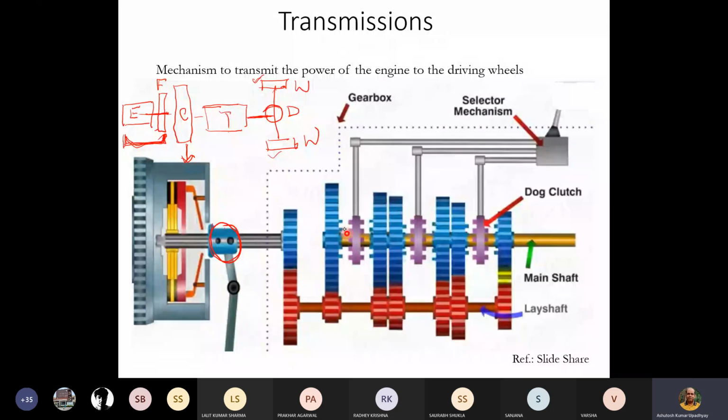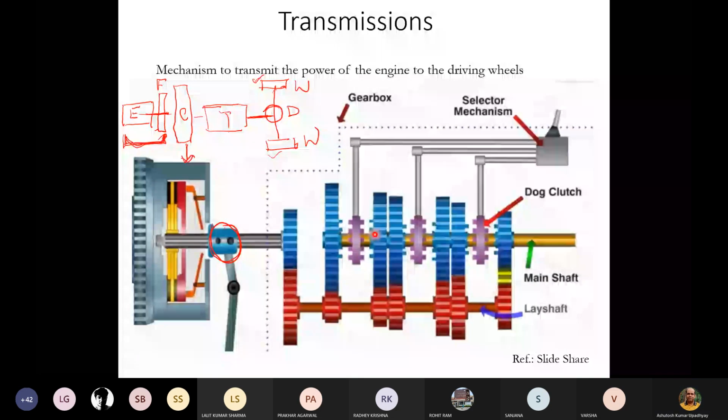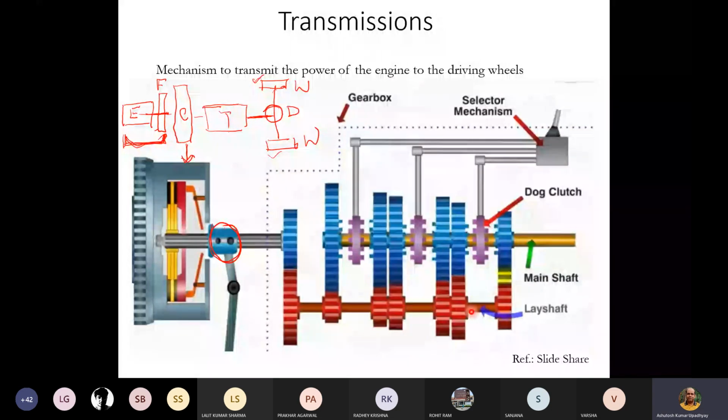So it means what? These gears, the blue color gears on the output shaft, they will be also always in motion. But the fact is that these blue gears are on bearings. So when they are on bearings, they will keep on rotating, okay, based on the speed. But they will not affect the motion of the main shaft because we are not engaging them.